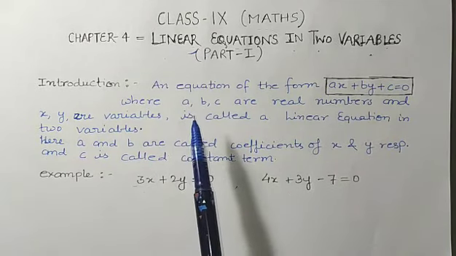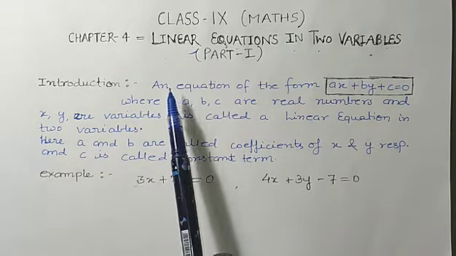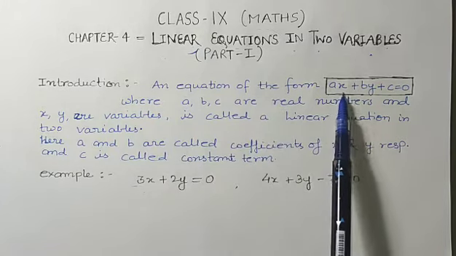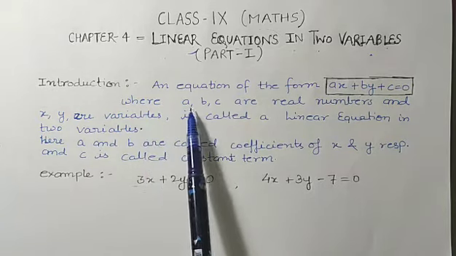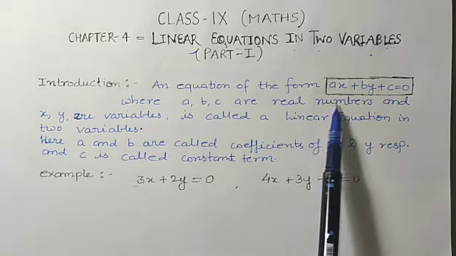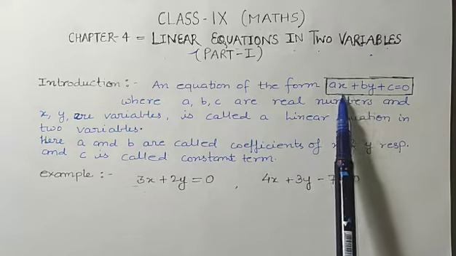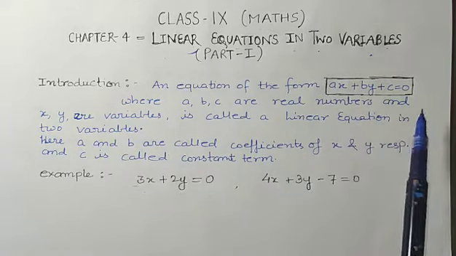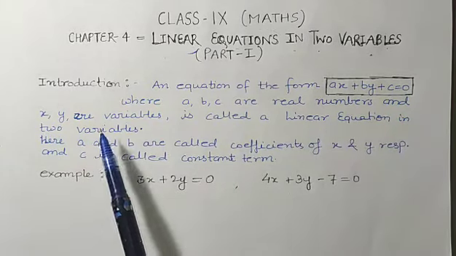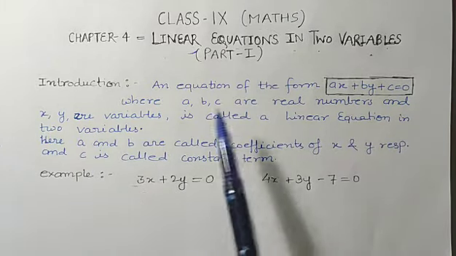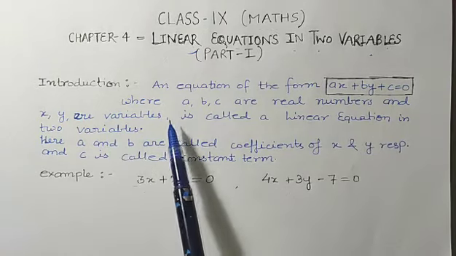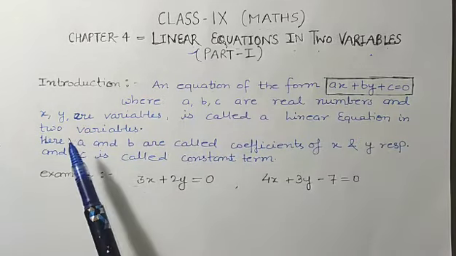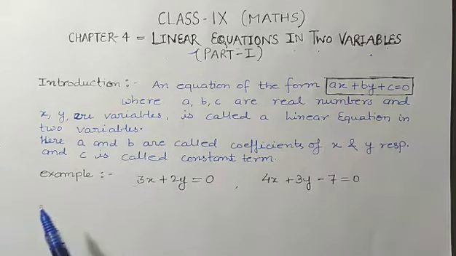Now let us see the introduction of the linear equation in two variables. How can we define it? An equation of the form ax plus by plus c is equal to 0, where a, b, c are real numbers, meaning in the linear equation these a, b and c should be real numbers, and x, y are variables, is called a linear equation in two variables.